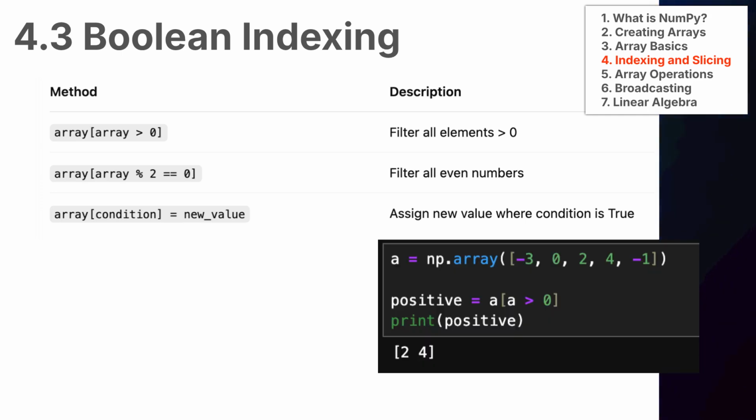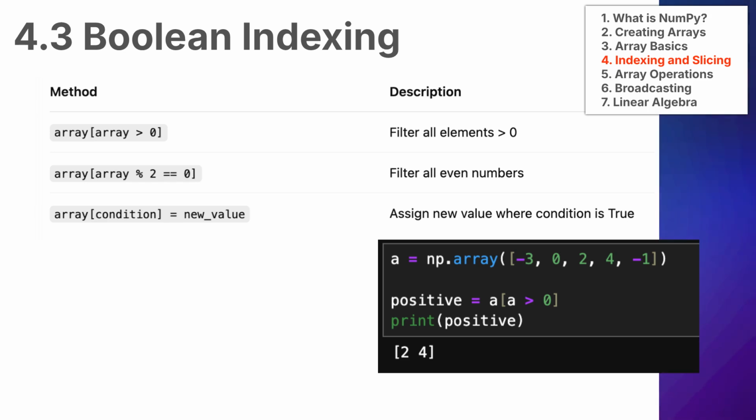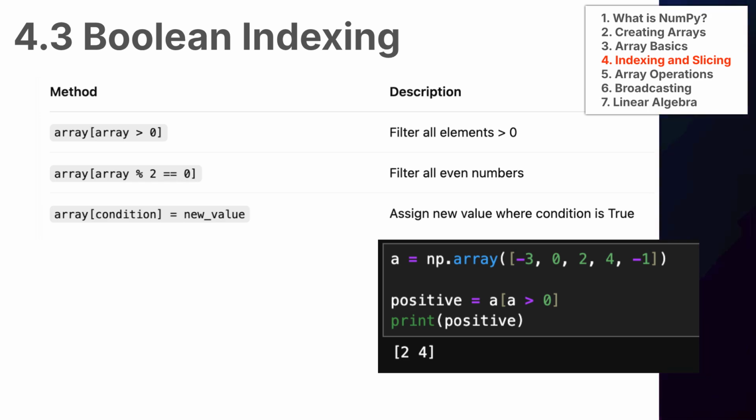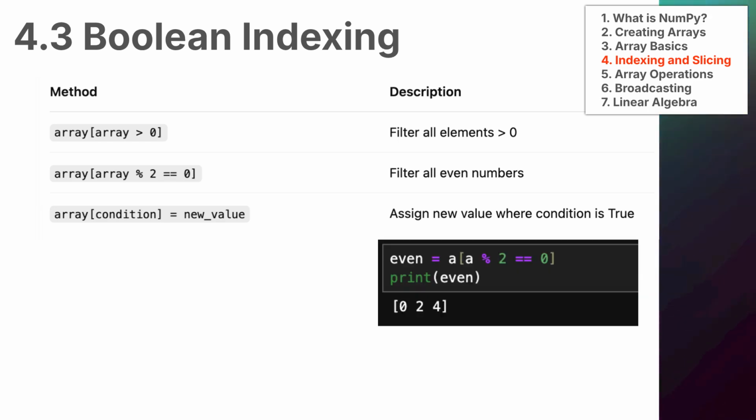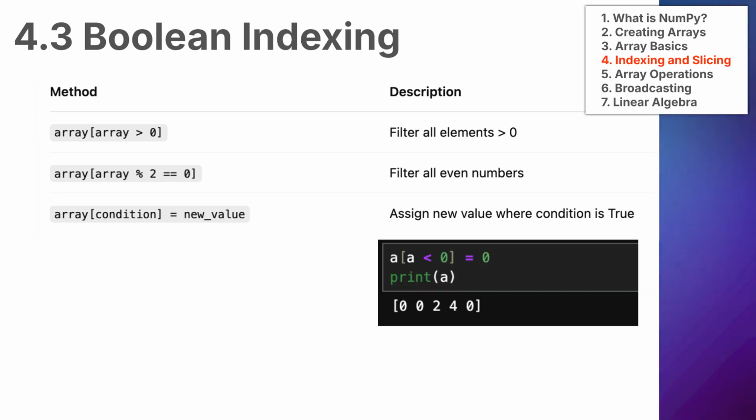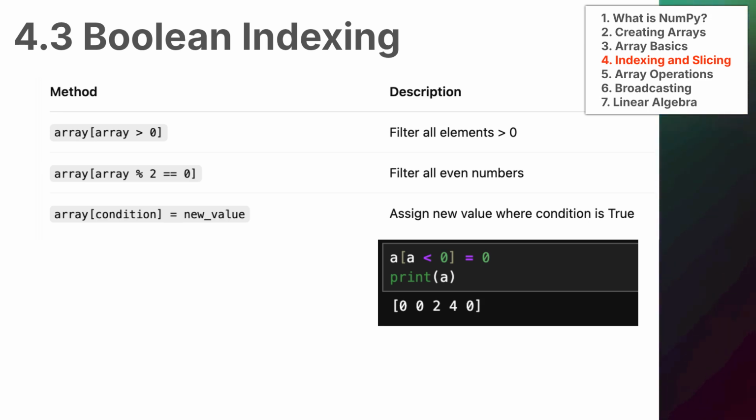First, filter all elements greater than 0. Let's say you have a NumPy array including positive and negative numbers, and filter values. This gives you only the elements that are greater than 0. Next, filter all even numbers. This example means give me only the values that are divisible by 2. Next, condition a new value. This example replaces all negative numbers in the array with 0.